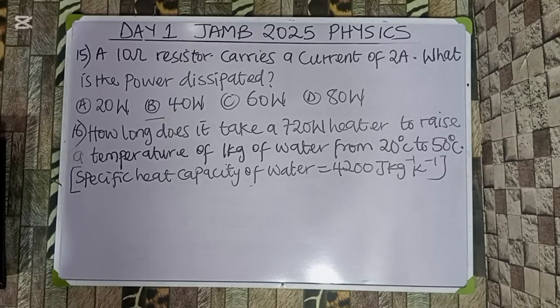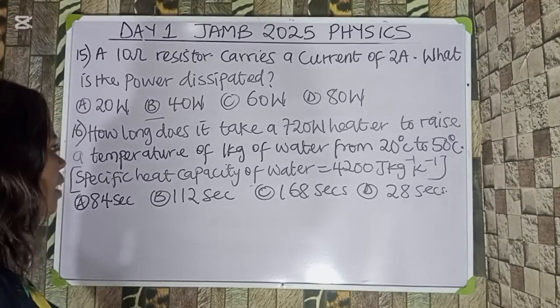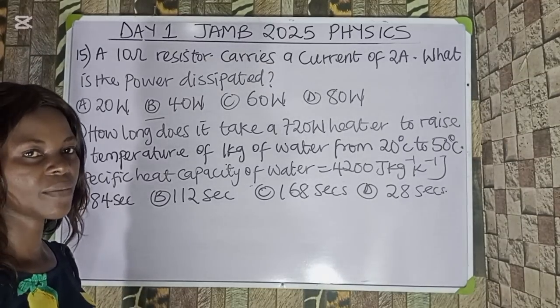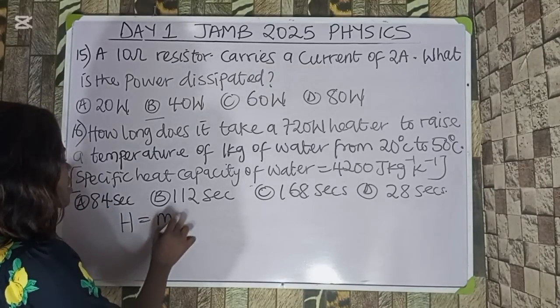And we are given the specific heat capacity of water to be 4200 joules per kilogram per Kelvin. Option A, 84 seconds. Option B, 112 seconds. Option C, 168 seconds. Option D, 28 seconds. Now you should know that if you're talking about how long, that means time. And the quantity of heat, H, is equal to mcθ.